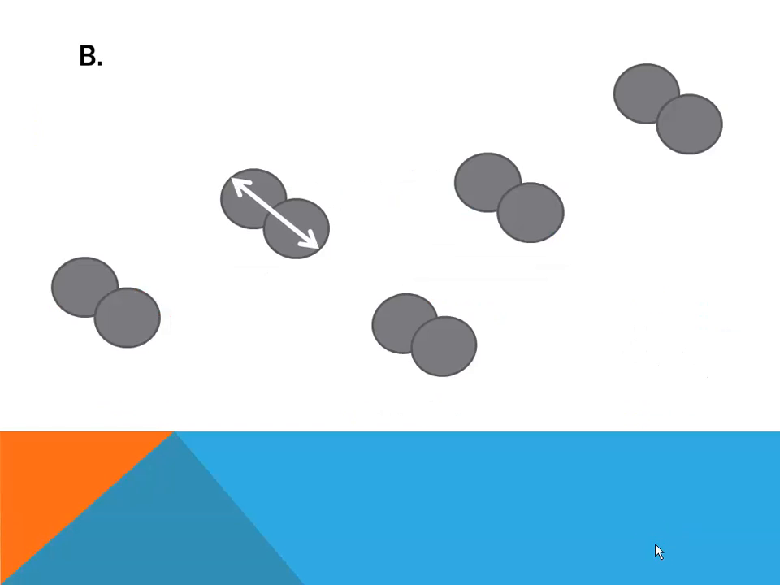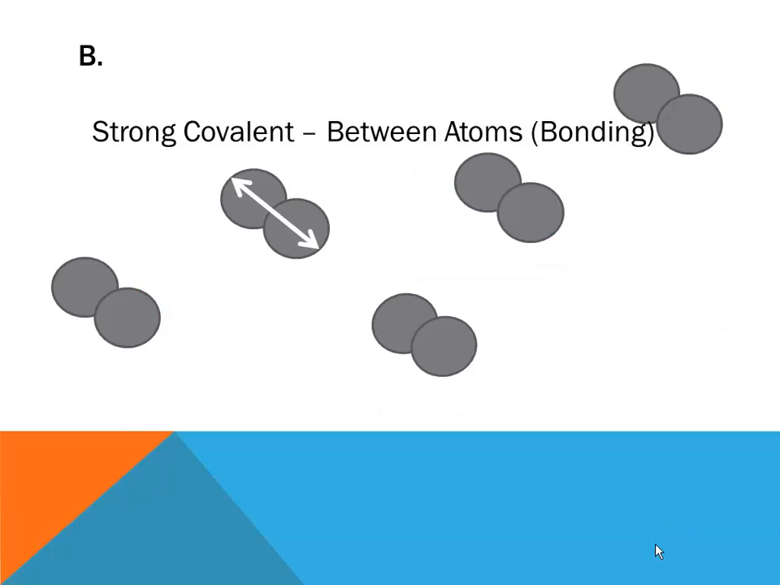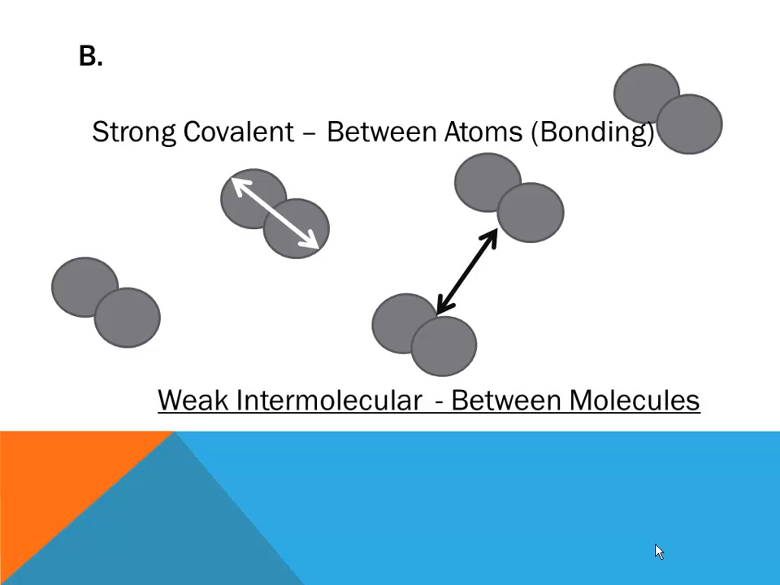So what you have here is a strong covalent bond between atoms. It's not between molecules, but between atoms. Here you have intermolecular forces between molecules, which are weak for covalent molecules. That's why chlorine, hydrogen, fluorine, and methane are all weak gases, because they're weak intermolecular bonds.